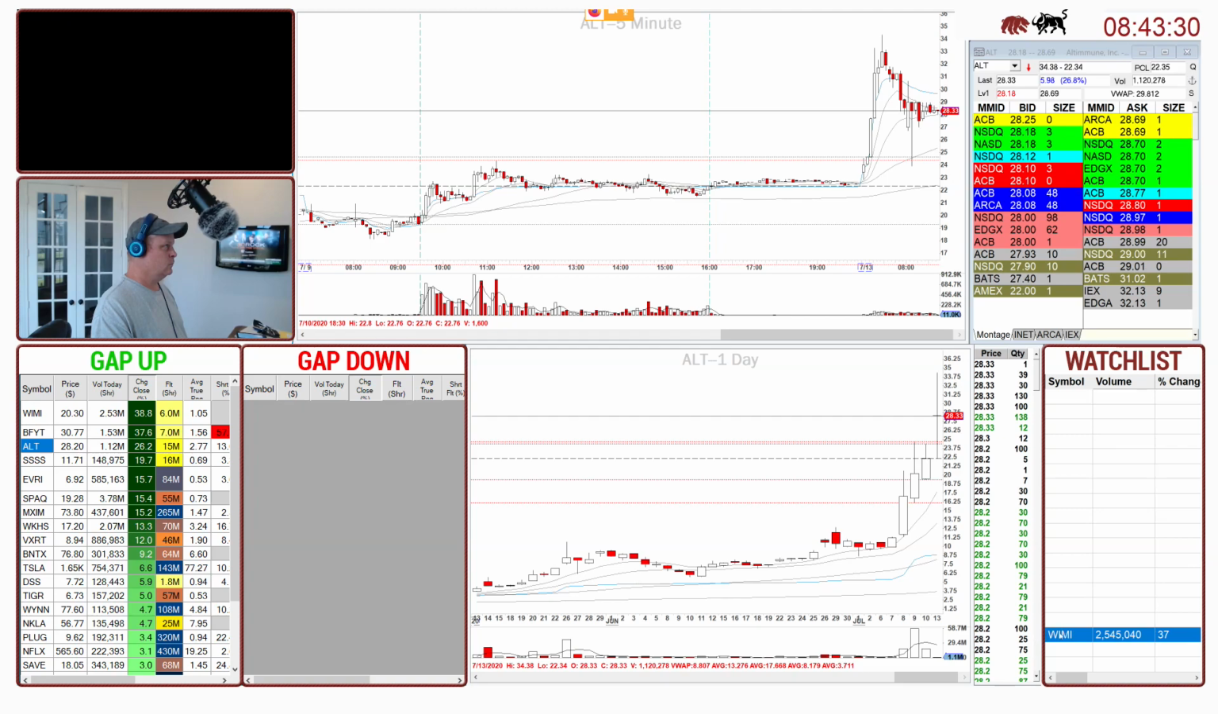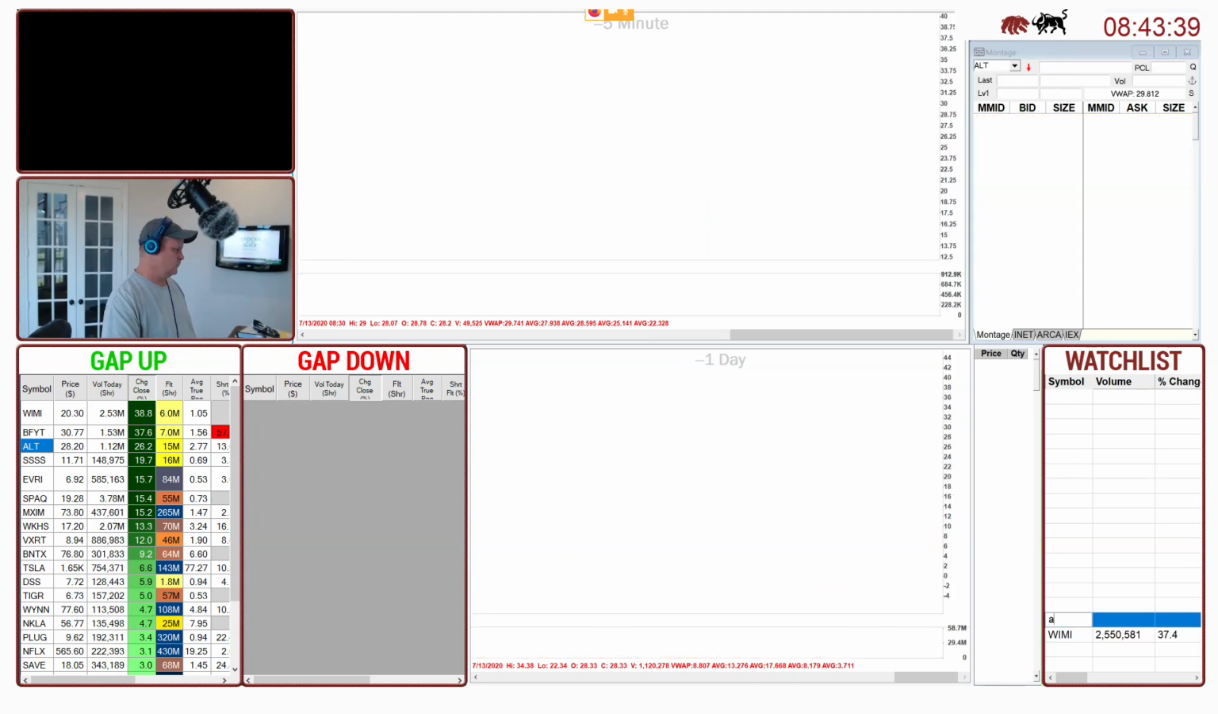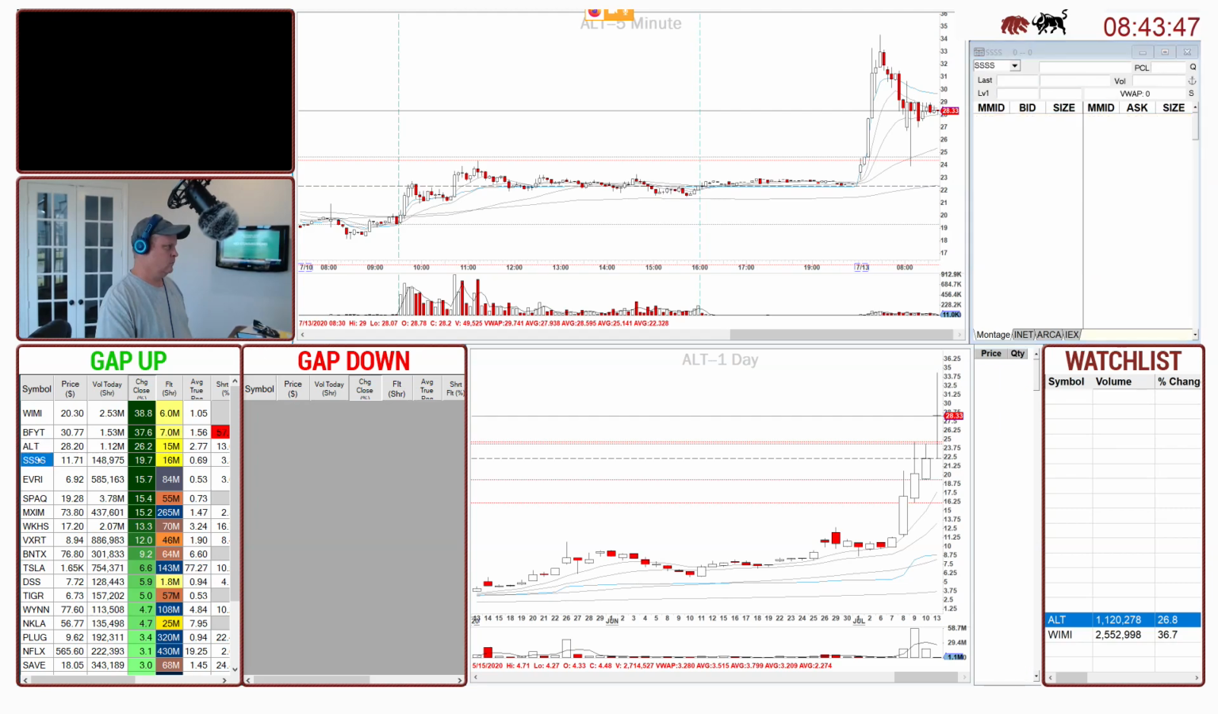So here we have also very active ALT, up 26%, 1.1 million shares traded. So again, quite a bit of volume here. I'm going to throw it down next to WIMI as well. They're both low float stocks. ALT sitting a little bit higher at 15 million shares so far.